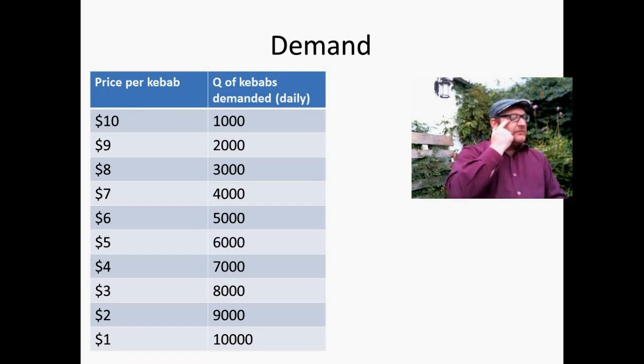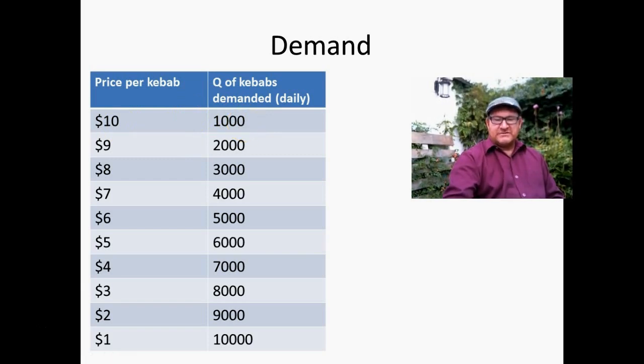So let's say demand here means the maximum quantities of kebabs that in a day buyers are willing and able to purchase at various corresponding prices. So we would say that if the price of kebabs were $10 per kebab, then 1,000 kebabs would be demanded. If the price were $9, then 2,000 would be demanded. If the price were $6, then 5,000 would be demanded, and so on. If the price of kebabs were $1, then 10,000 kebabs would be demanded daily.